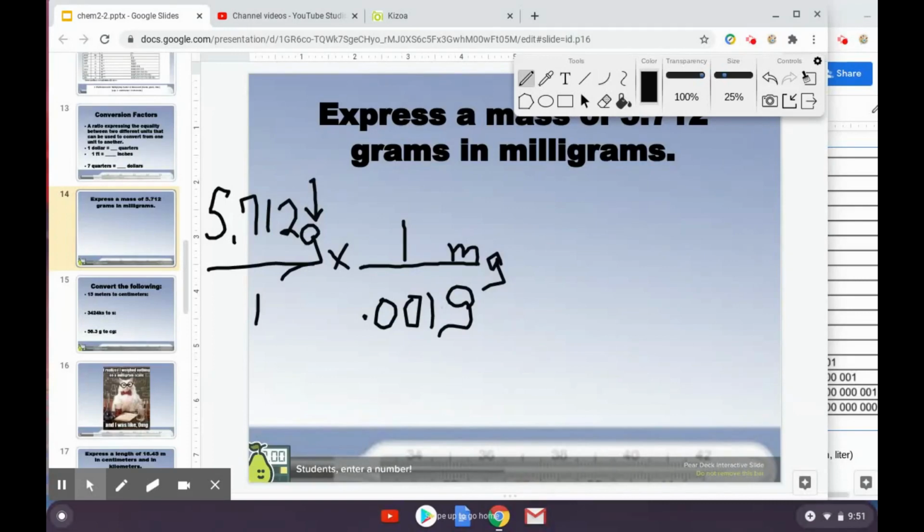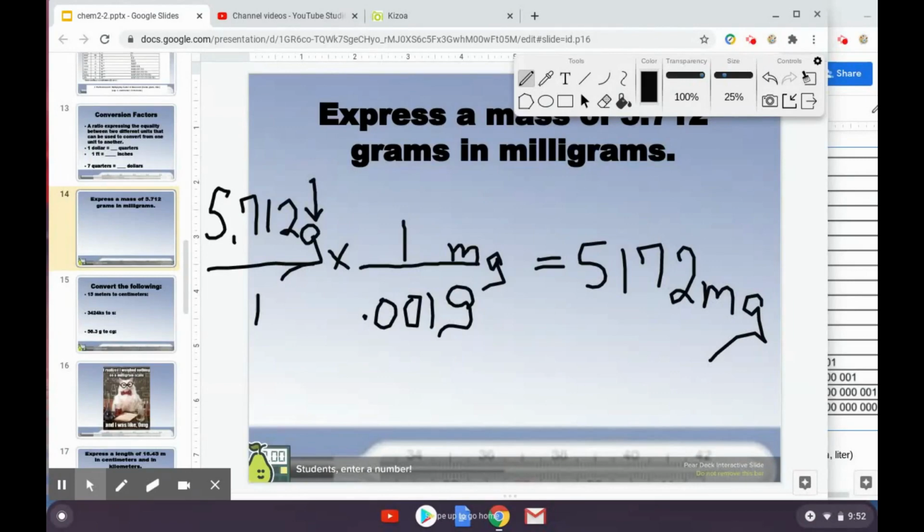Now, since milligrams is what we were looking for, and that is in the top of our problem, we are ready to solve. So when you have your equation written out like this, you're going to start with the number given, the 5.712, and then anything across the top you will multiply. So we would do 5.712 times 1 divided by anything that's on the bottom. So divided by 0.001. And that's going to give us 5,172 milligrams.